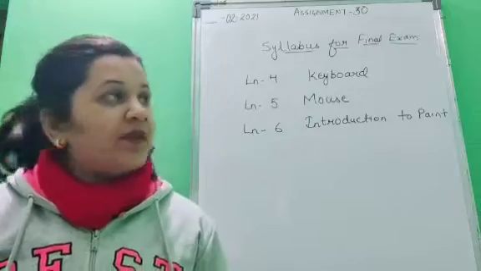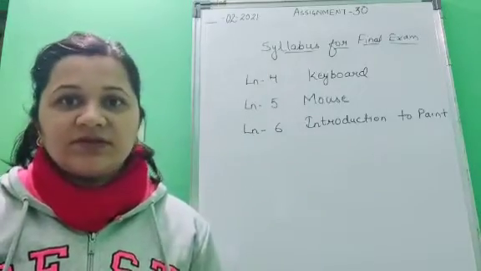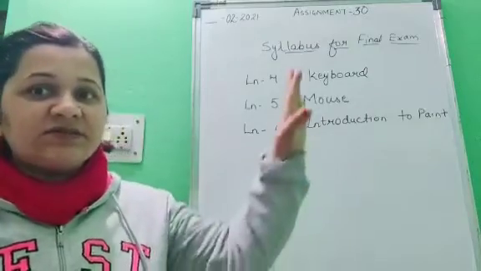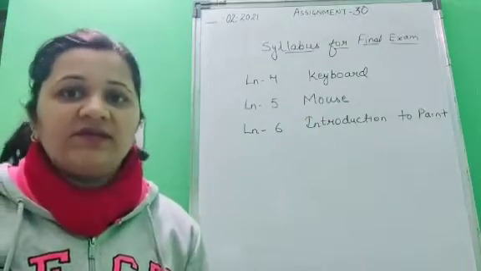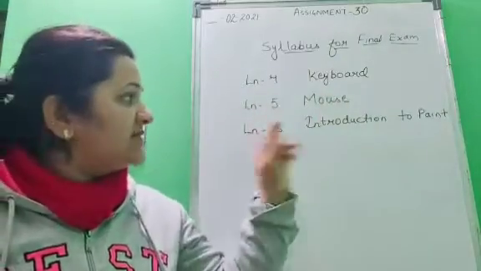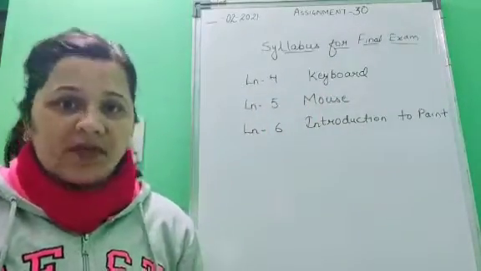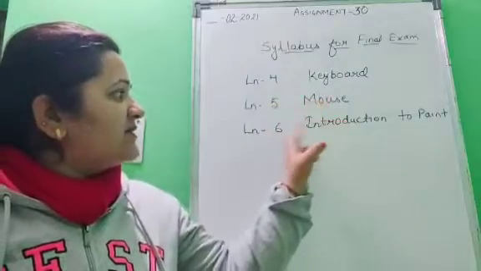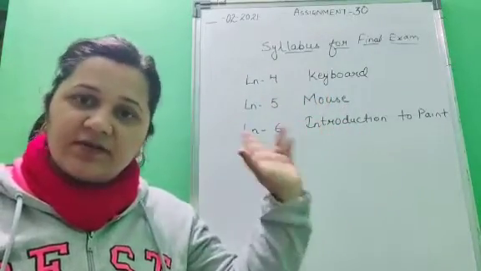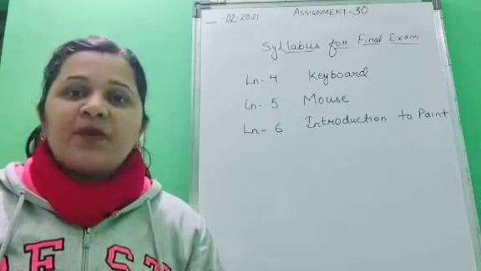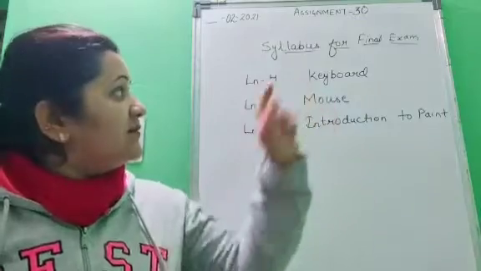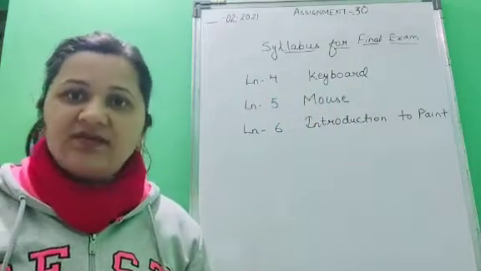My children, in this video, in assignment number 30, I have written here the syllabus for the final exam. These 3 chapters are coming in your final exam: lesson number 4, keyboard; lesson number 5, mouse; and lesson number 6, introduction to paint. Lesson 5, mouse, and lesson number 6, introduction to paint, we have done with the revision of these 2 chapters in our previous worksheets. Now in this video, I'm going to revise lesson number 4, that is keyboard.